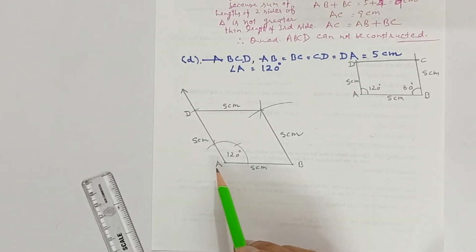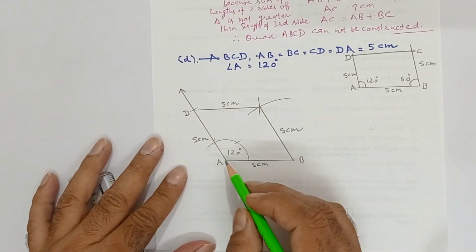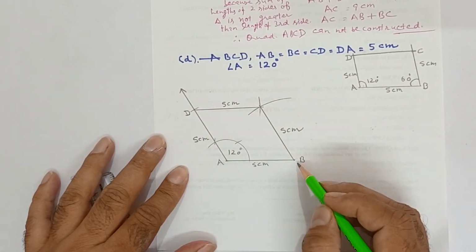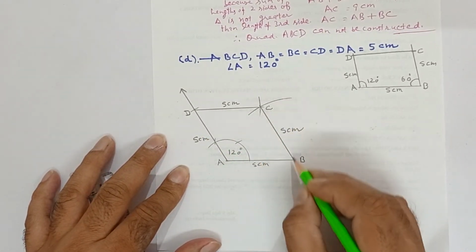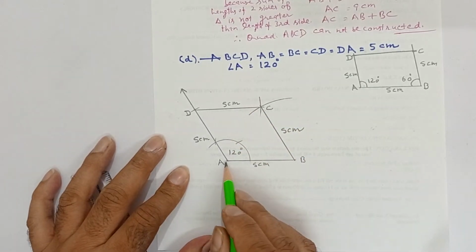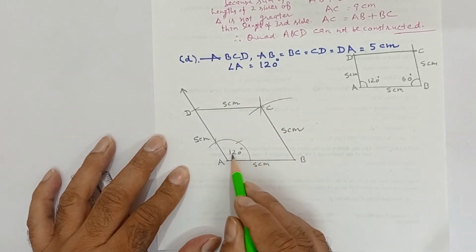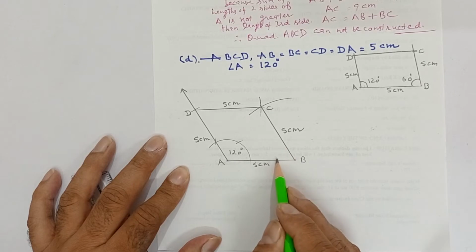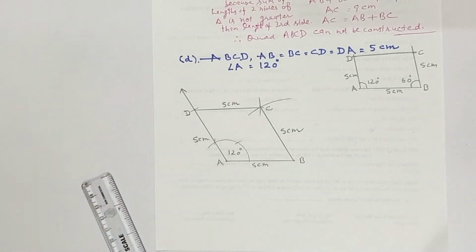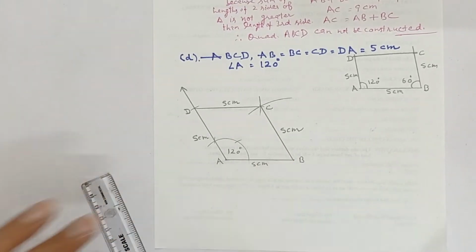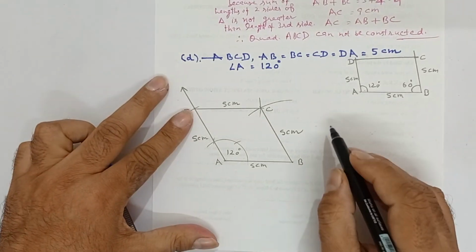And since a rhombus is a parallelogram, AD will be parallel to BC. AD and BC will be parallel. AB will become a transversal, so angle A and angle B will become co-interior angles. That is why this angle is coming 60 degrees. So it is satisfying all the properties of the rhombus. So we can say that this is a rhombus.